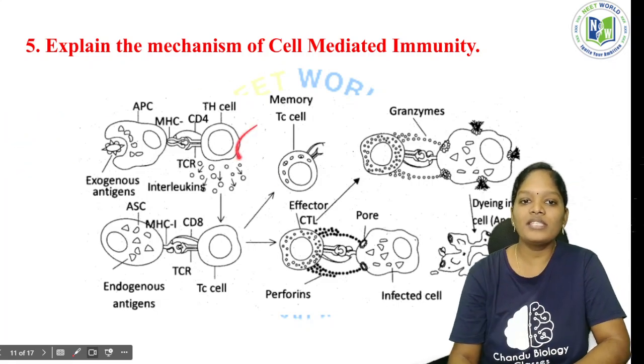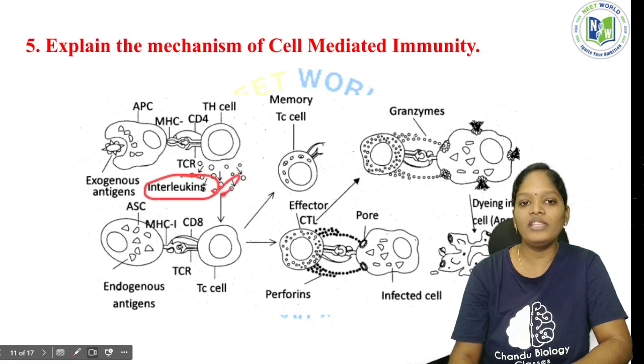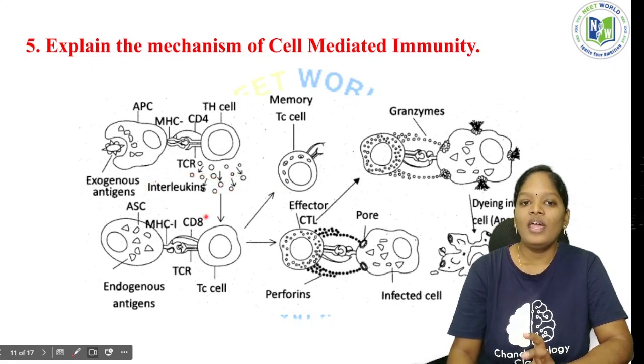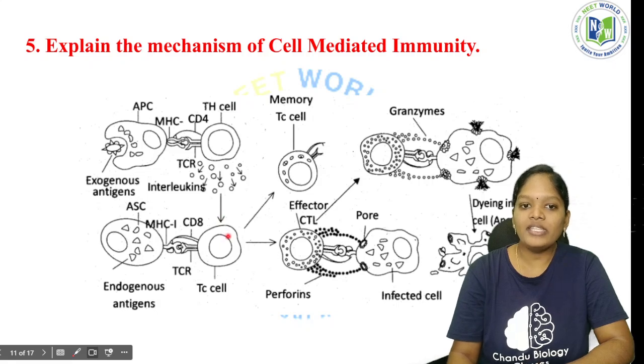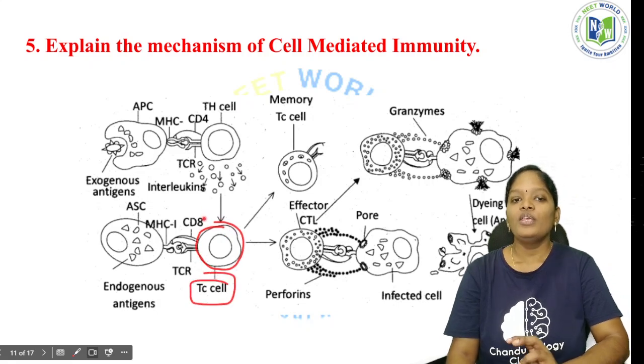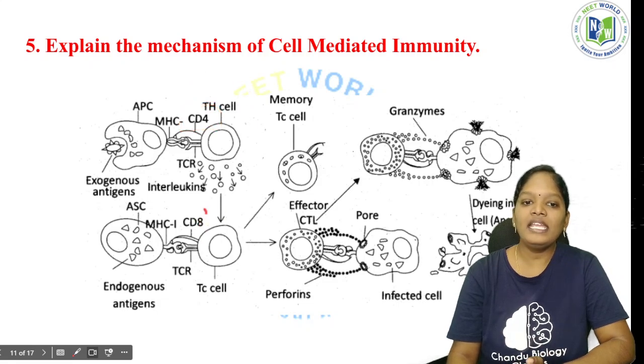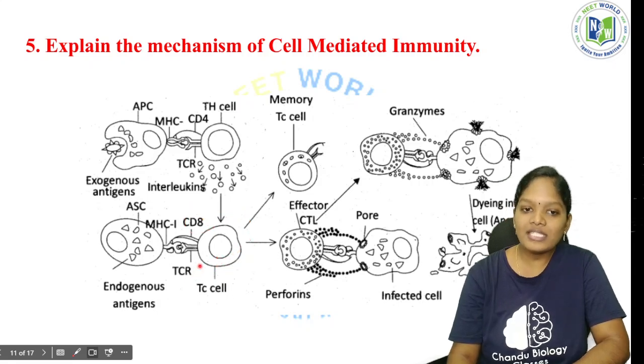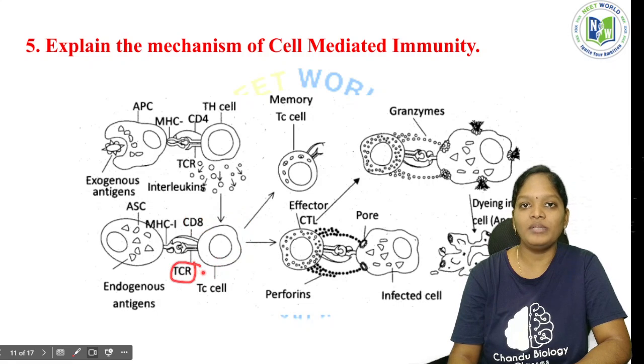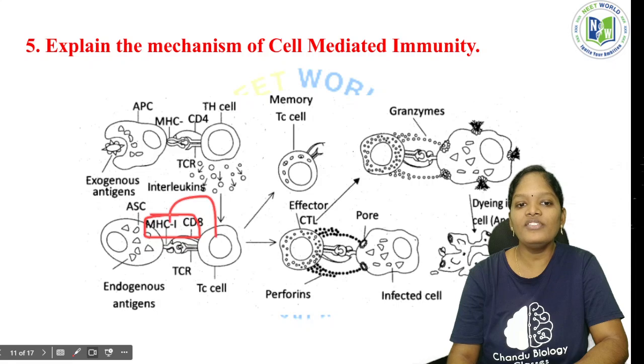Now T helper cells are involved in the release of these interleukins. Once the interleukins are released, the TC cell, the cytotoxic T lymphocyte, is going to activate. CD4 is the marker present on the surface of the helper T cell. CD8 is the marker present on the cytotoxic T lymphocyte. Also this TC cell has the T cell receptor. Another important thing is that MHC complex 2 is present in the T helper cell, and MHC complex 1 is present in the case of the TC cell.